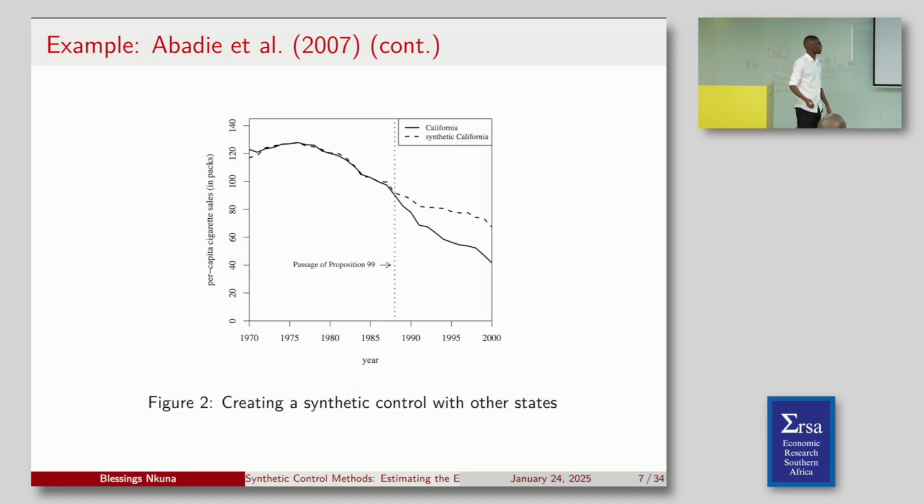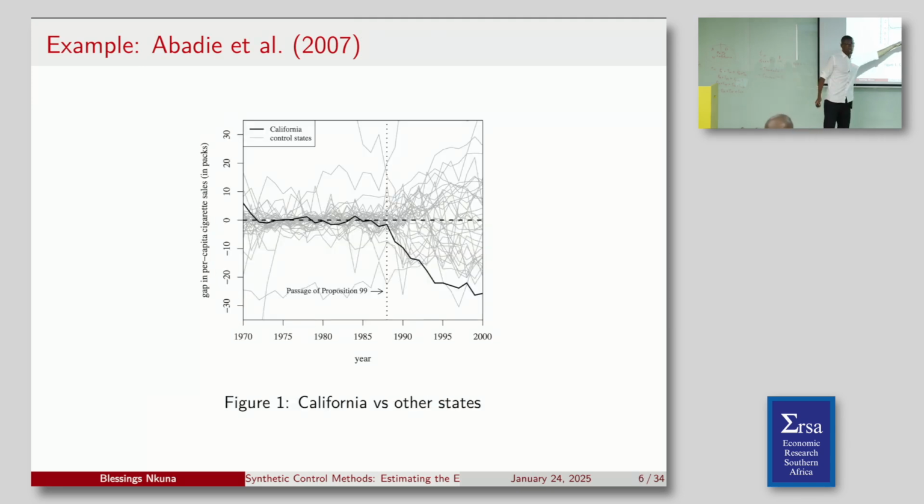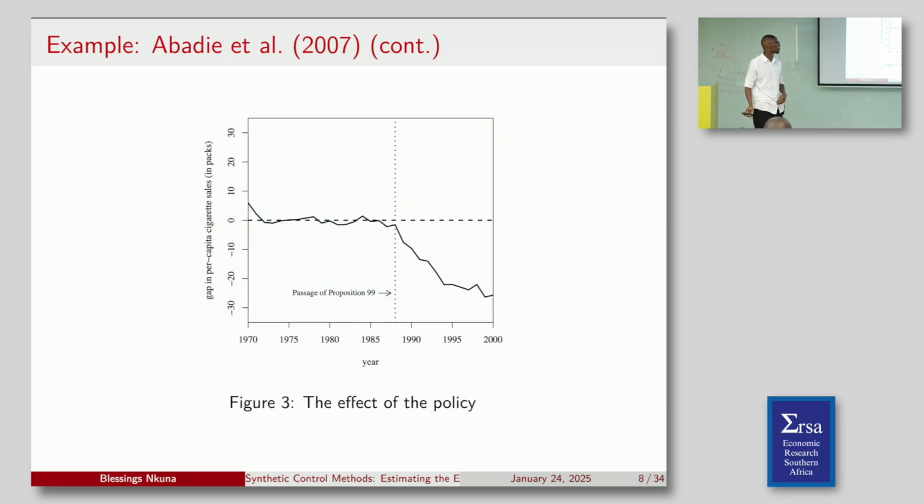So, but yeah, in the previous graph, as you can see, this is a synthetic version of California, and California itself. This is per capita cigarette sales. So this is the outcome variable. If you subtract the one from the other, you should be able to get the effect itself. So that's where the first line in the first graph came from. It's after you create the control, the synthetic control.